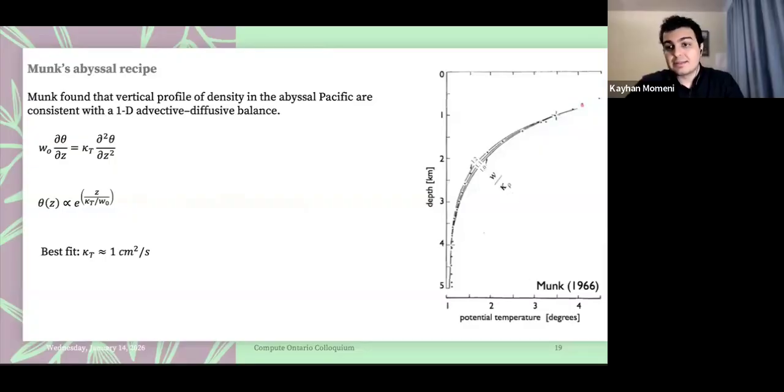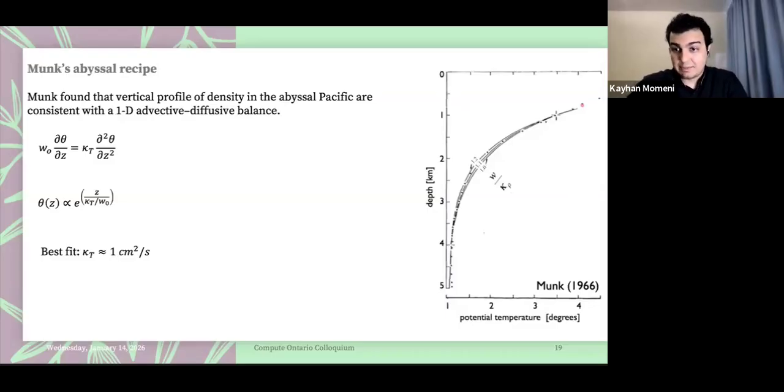Now, building on that, Munk made a clever observation. This diagram here on the right shows observations of temperature in the Pacific Ocean. You can see that the temperature decreases from about 4 degrees at 1 kilometer depth to about 1 degree at 5 kilometer depth. And Munk argued that if cold water is slowly moving upward from the abyss, then this upward transport must be balanced by a downward transport of heat from above. Otherwise the system couldn't be in thermal balance.